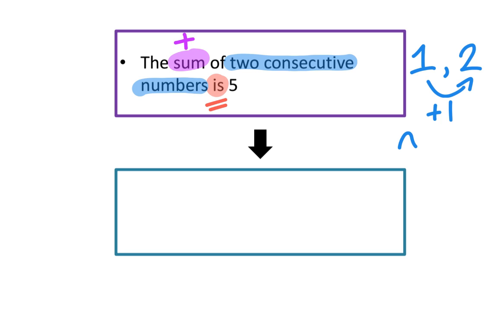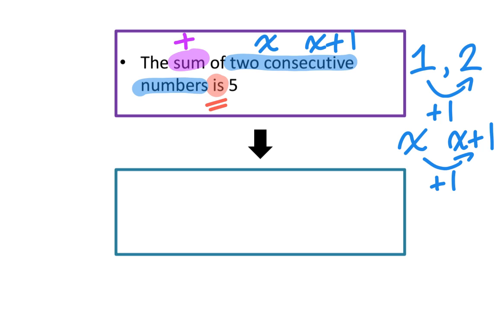Let's say you have a variable of x. What would be the next consecutive number after x? Well, if you add 1 above, you're going to add 1 below as well. So the next consecutive number would be x plus 1. Therefore, we can represent two consecutive numbers algebraically as x and x plus 1.